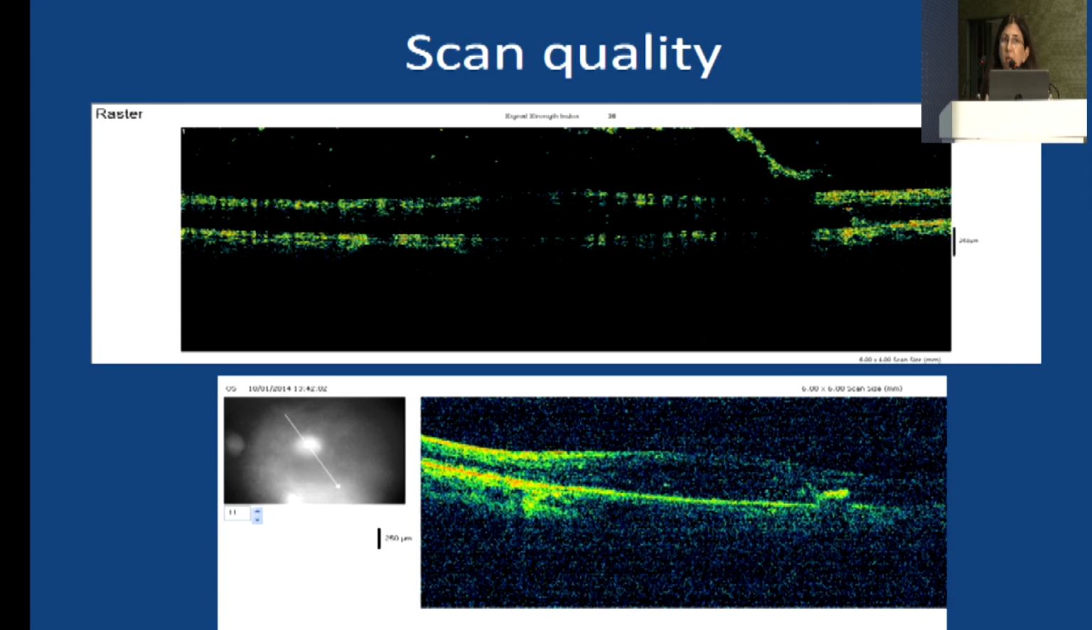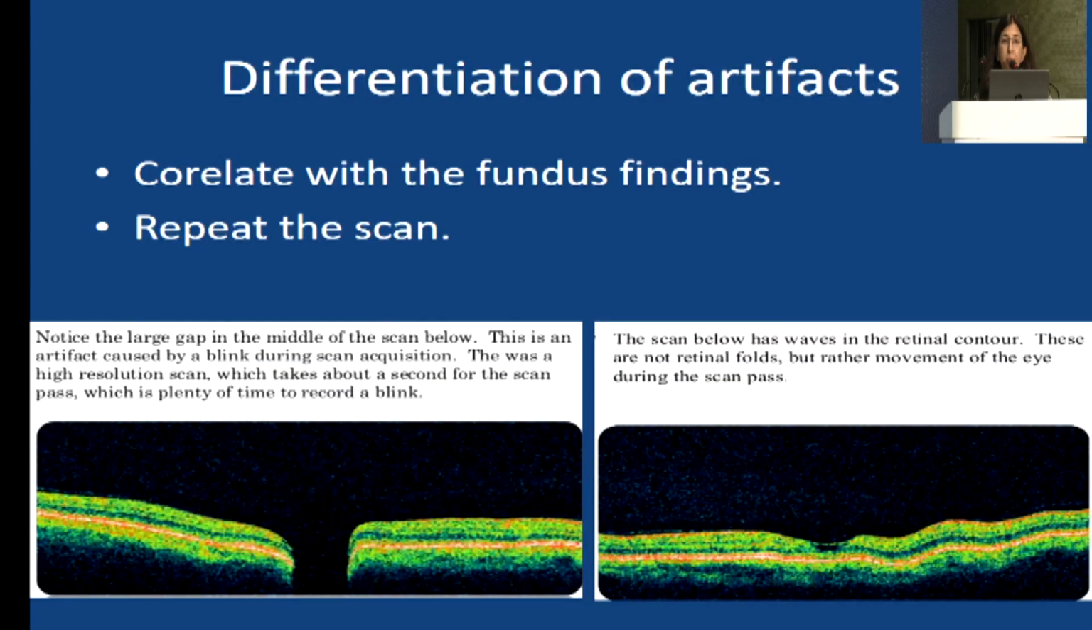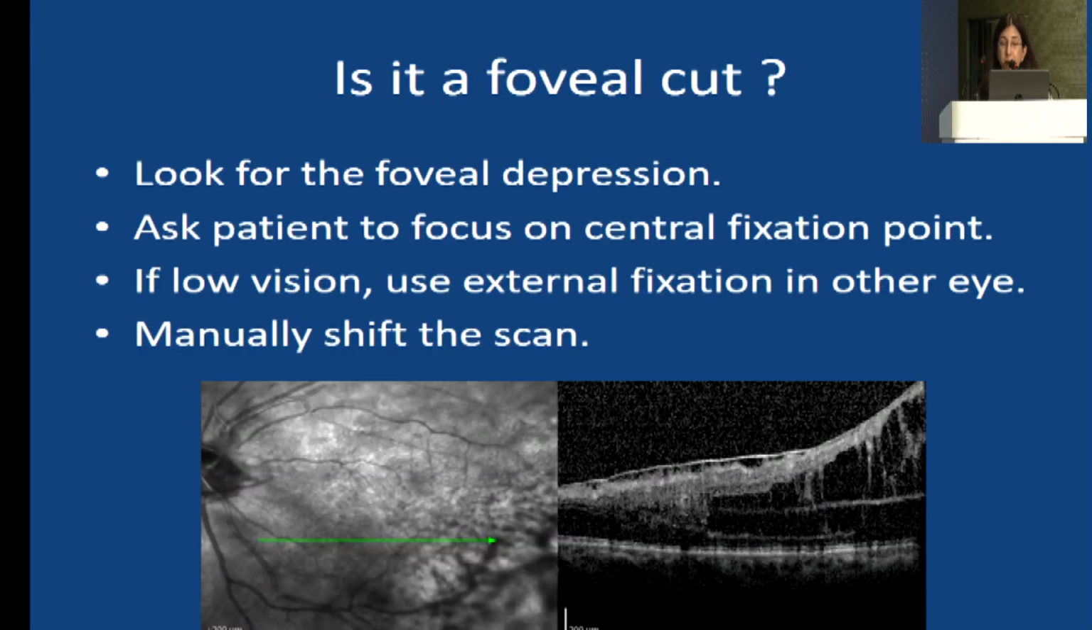And in the second picture, you will see overall there's more noise. This is because of media opacity like a cataract. Sometimes you may see certain things there which are not really true abnormalities, but just an artifact. Like in the first picture, you see a gap there, but that is due to a blink. And in the second, you are seeing some wavy structure, but that is due to the movement of the eye. So how do you differentiate from an actual pathology? First of all, you always have to correlate clinically. And if you feel that it is not correlating, then you always repeat the scan.